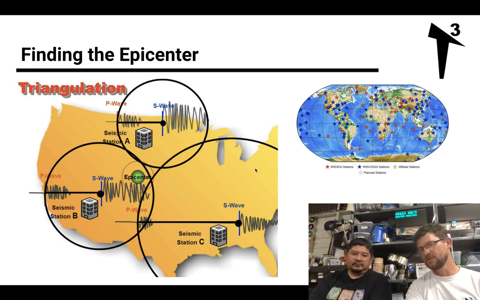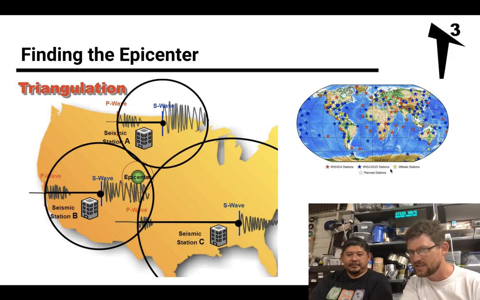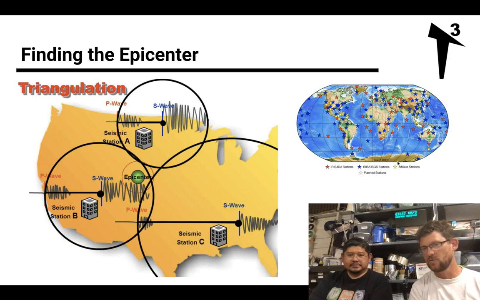When seismologists figured out they could do this, they put seismograph stations all over the world. This is a map of where all the IRIS stations are, all these red dots, and then the USGS stations, and affiliate stations around the world that get used whenever a big earthquake occurs to map out where that epicenter came from. So that's a big part of your job, right, Jefferson? Yeah.